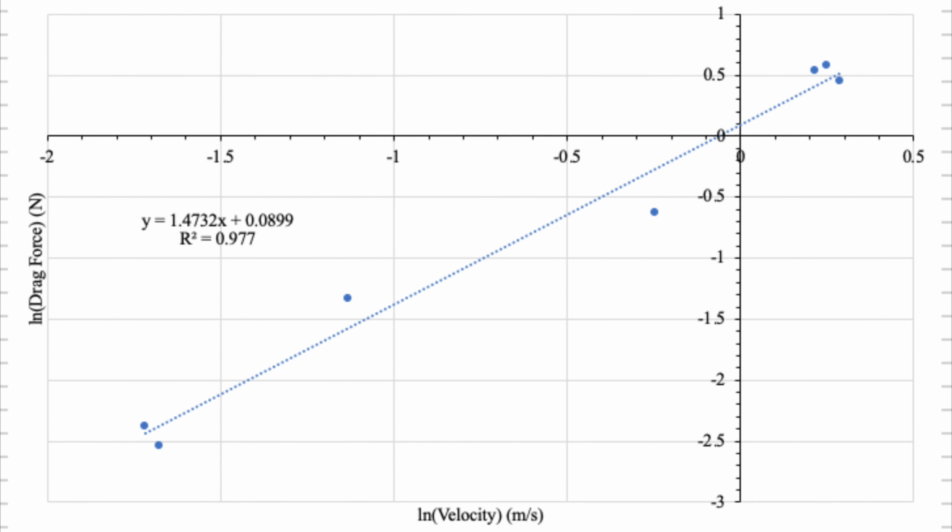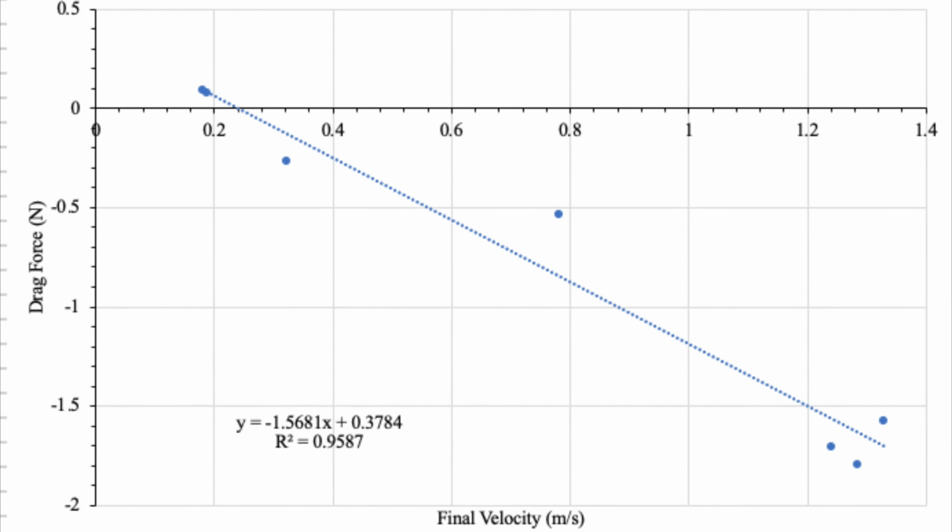Our expected slope for this graph was 1 because of the direct relationship between velocity and drag force that we were predicting from the Stokes law equation, force of drag equals some constant times velocity. Therefore, when we calculate the error between our expected slope and the actual value of this graph, we get an error of 32.12%.